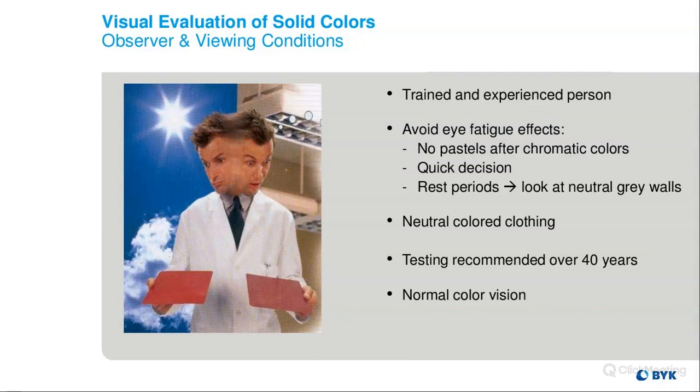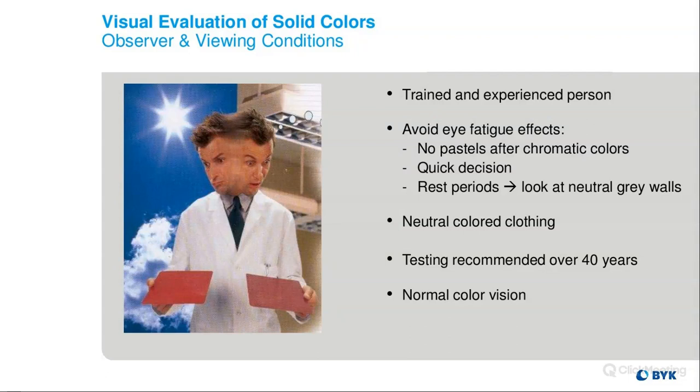It's also best to have neutral colored clothing. So it's not recommended to have very bright clothing on, say like a fluorescent yellow t-shirt, because it could reflect off of your shirt and then shine on the sample. And then you could see the sample slightly different than under gray neutral surroundings. So you want to keep your environment pretty neutral colored.